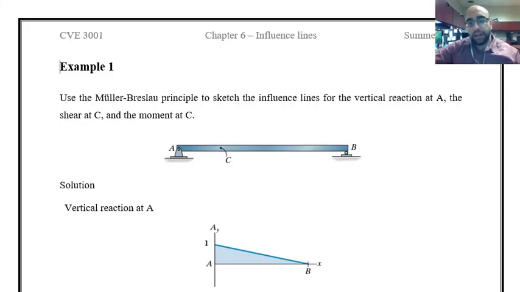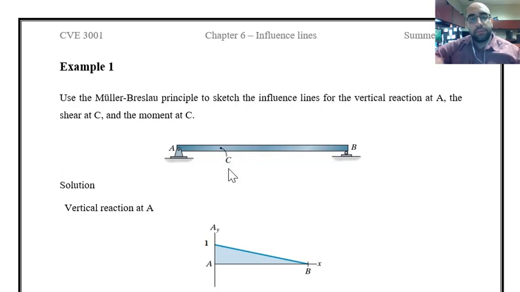So over here we have a few examples to solve. I believe by solving these you will be pretty much familiar with the procedure of drawing influence lines, and also the way we can use them for finding the maximum demand on structures according to live load. The first example is about drawing the influence line for vertical reaction at A, shear at C, and moment at C.